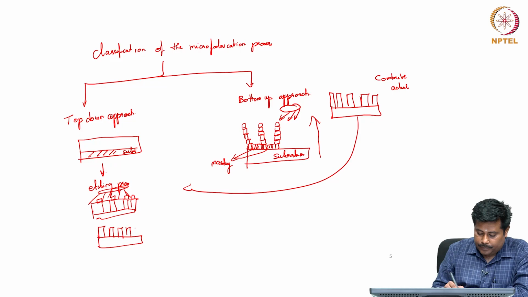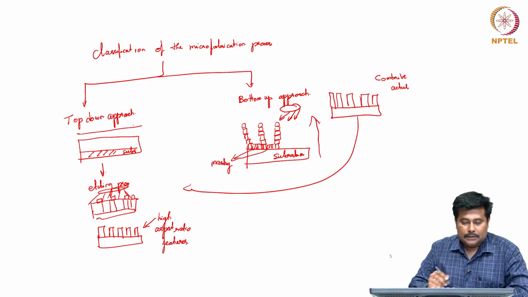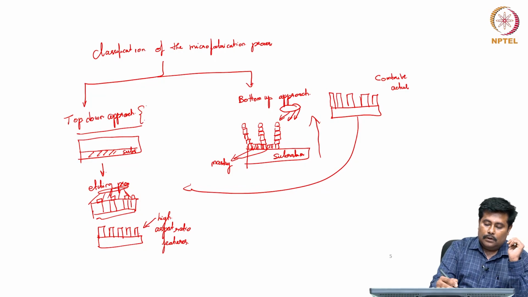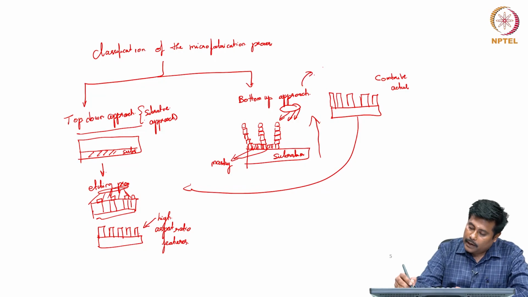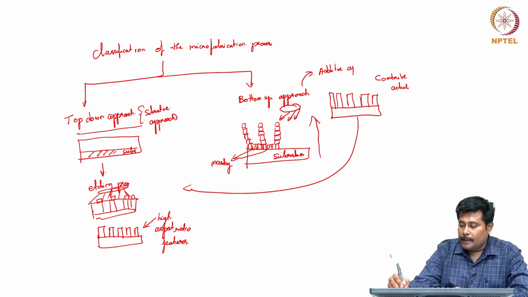such kind of high aspect ratio features. Okay. This process is called a top down approach. So, a top down approach we can also mention as a subtractive approach. Bottom up approach can also be called an additive approach.